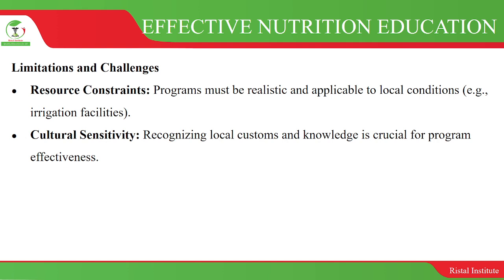These programs that you offer must be realistic and applicable to the local conditions. For example, if you're teaching about irrigation, there has to be practicability. These tools for irrigation should be there so that you show them how this irrigation is done. And the second biggest challenge is cultural sensitivity. Like I said earlier, you have to make sure you recognize the local customs and knowledge. It is very important for you to achieve an effective program. When you know what the community believes in, then you know how to tailor your messages in order for them not to feel offended and for them to take in the message that you're giving them.